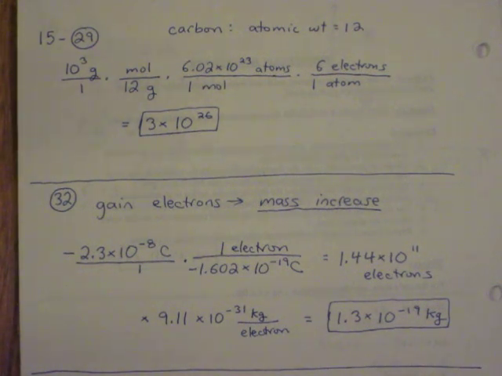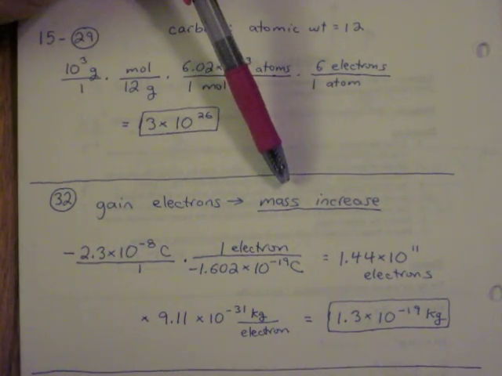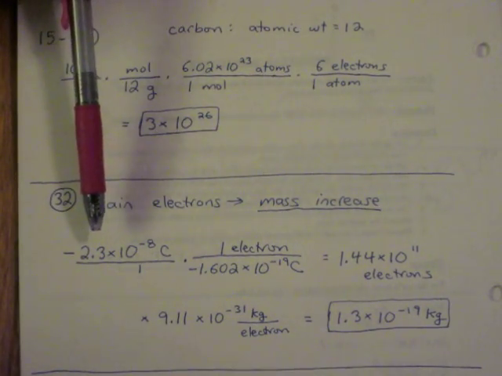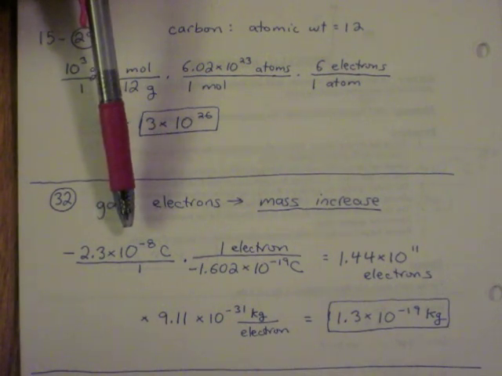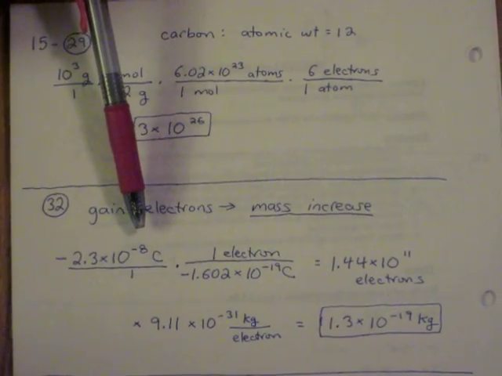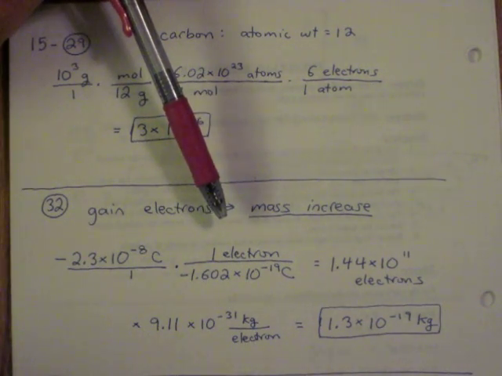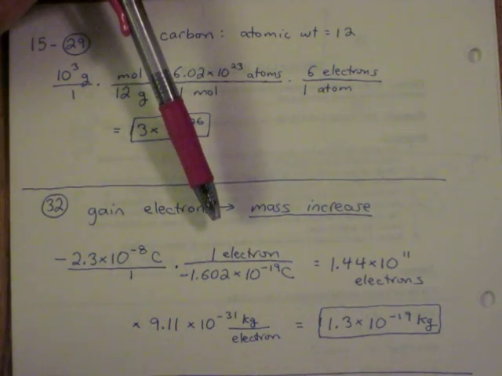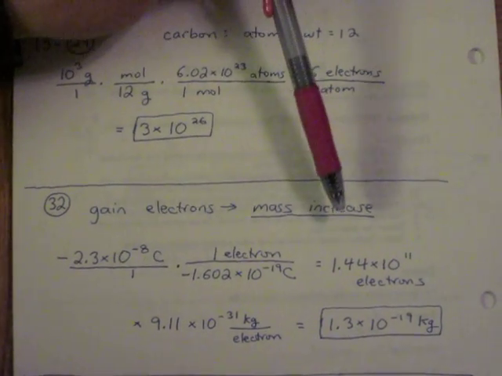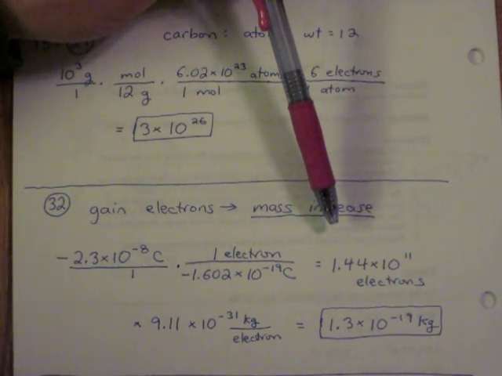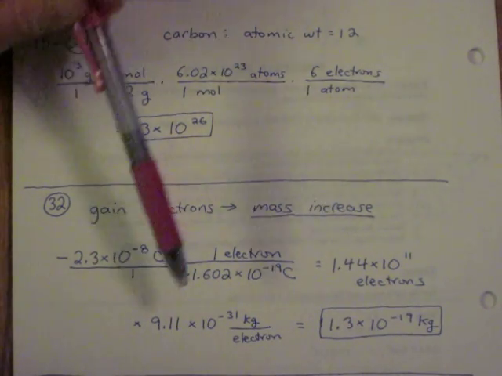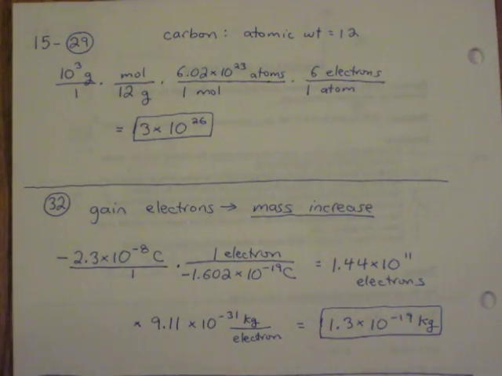Number 32, if a net negative charge is gained, that tells us that electrons were gained, so there's a mass increase because electrons were gained. So we take the charge that was gained, negative 2.3 times 10 to the negative 8 coulombs, divide by the charge in coulombs per electron, and that gives us a total of 1.44 times 10 to the 11th electrons that were gained. Then we multiply by the mass of an electron to give us our answer.